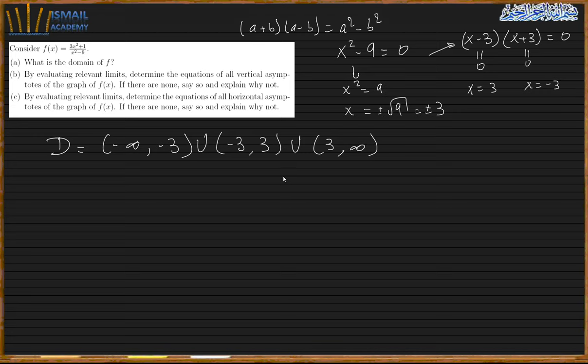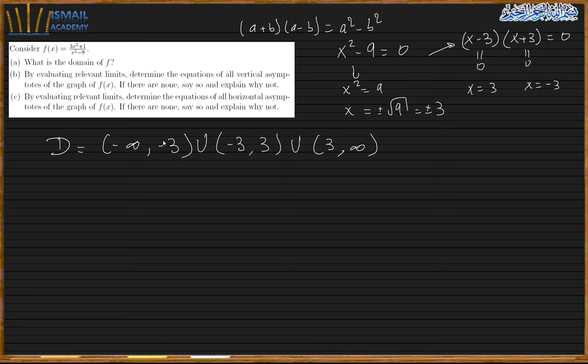Now they ask me to find the vertical asymptote. We know that a vertical asymptote can happen only if we have an excluded value in the domain. If we have an excluded value in the domain, you may have a vertical asymptote. But before we check the vertical asymptote, we would need to simplify this. In this case we don't need to, because we're going to apply the limit, and if there's something to simplify, we will simplify.